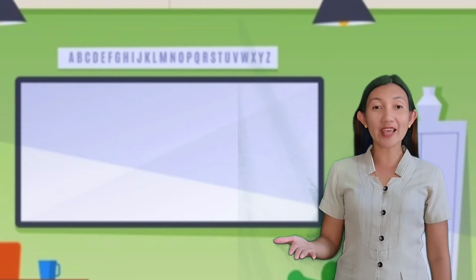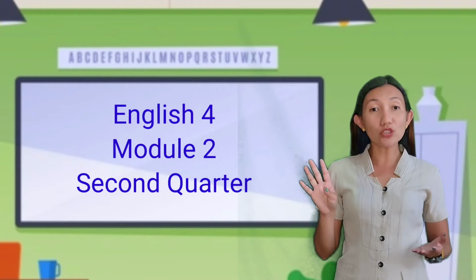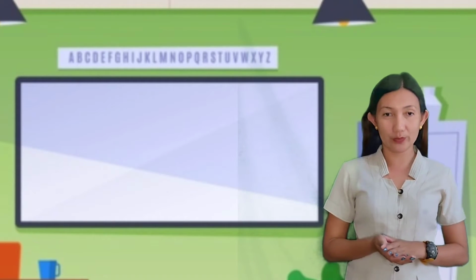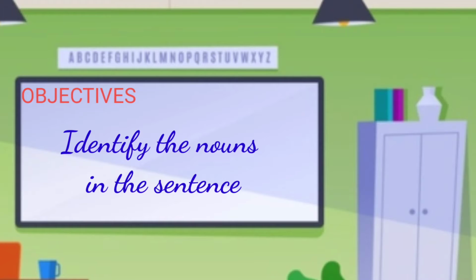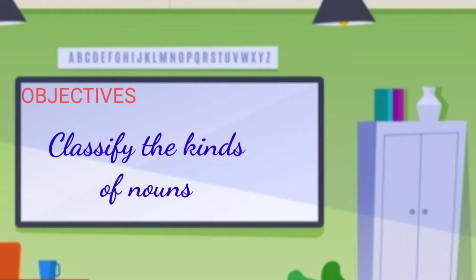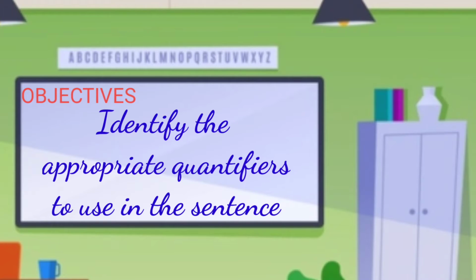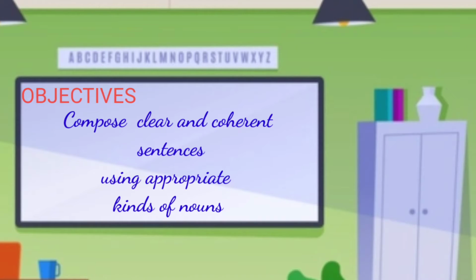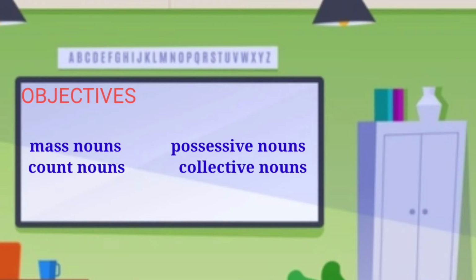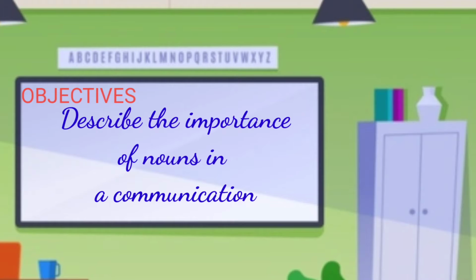Today, we are going to tackle English 4, Module 2 for the second quarter. At the end of the session, you will be able to identify the nouns in the sentence, classify the kinds of nouns, identify the appropriate quantifiers to use in the sentence, compose clear and coherent sentences using appropriate kinds of nouns, mass nouns, count nouns, possessive nouns, and collective nouns, and describe the importance of nouns in communication.